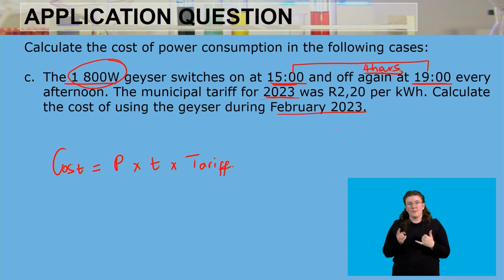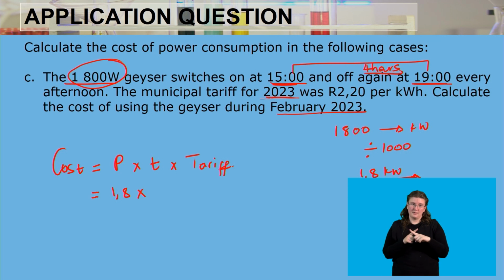And we also need to now convert that 1,800 into kilowatts. And remember, we are dividing by 1,000. So dividing the 1,800 by 1,000, we are going to get 1,8 kilowatts. So this is our power. So our power rating is 1,8 multiplied by, this appliance is in use for 4 hours every afternoon, so it's multiplied by 4. And we are told that the tariff is 2 rands and 20 cents, so it's going to be multiplied by 2,2.